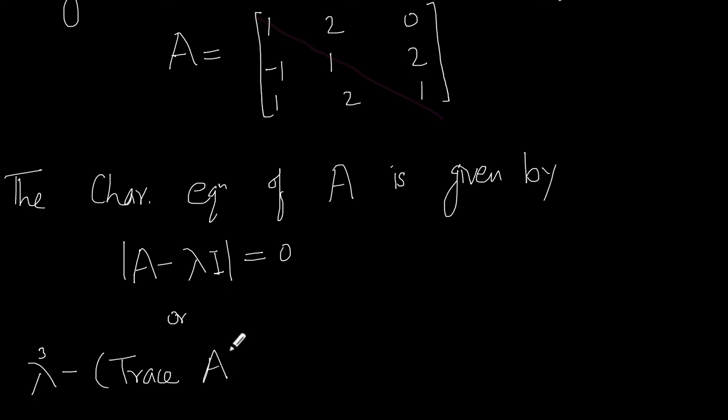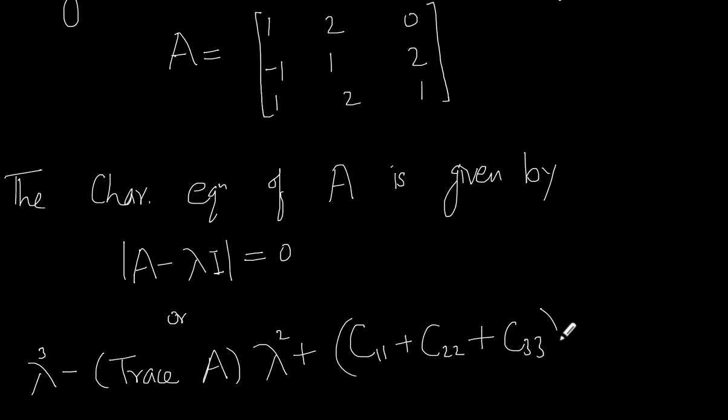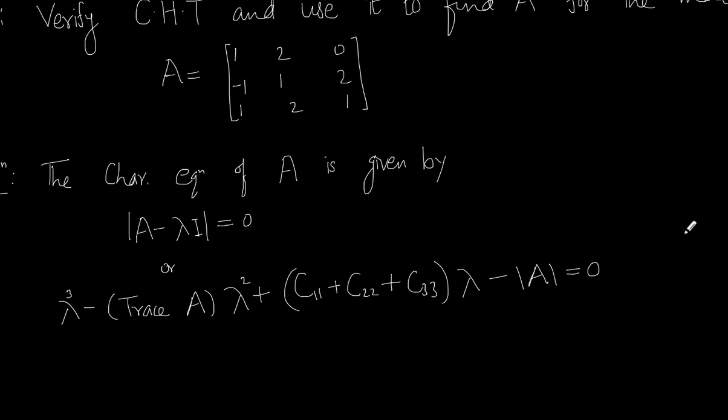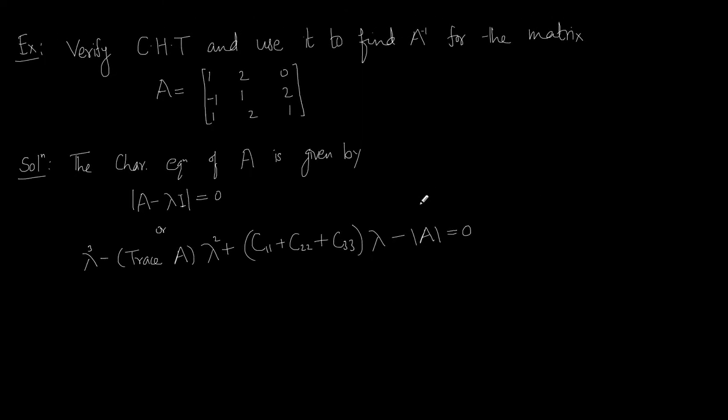It can be used to find the characteristic equation for a 3 by 3 matrix, and it is given by lambda cube minus trace of A times lambda square plus the sum of the cofactors of the diagonal entries of the matrix A times lambda minus determinant of A is equal to 0. So here we will now find the values of the trace of A, the determinant of A, and the sum of the cofactors of the diagonal entries of the matrix A. Let us start with the trace of A.